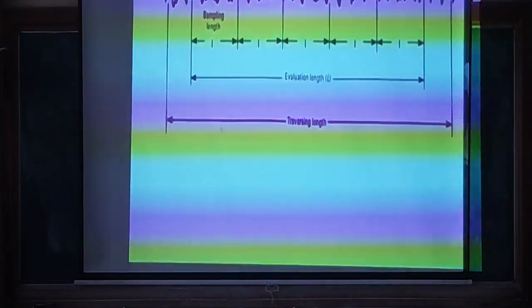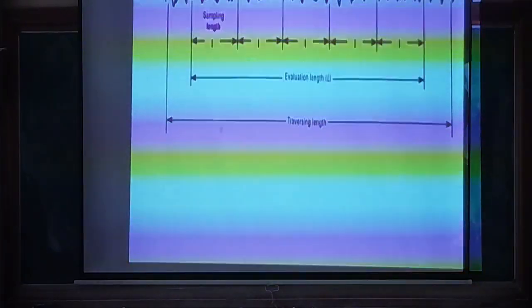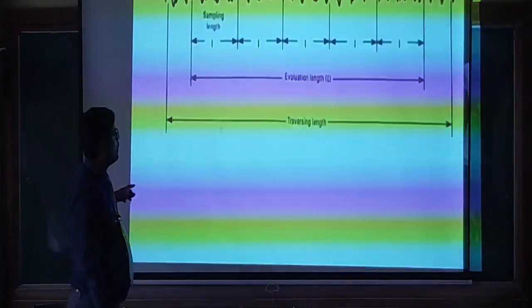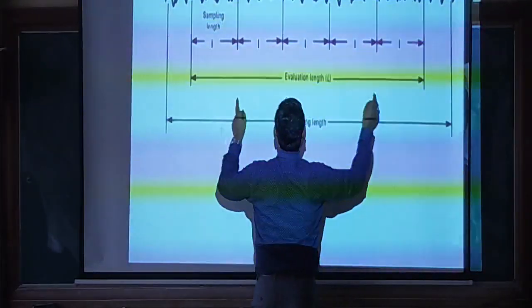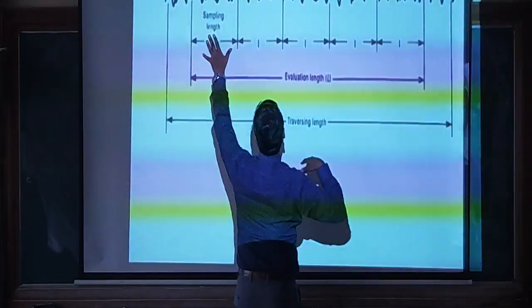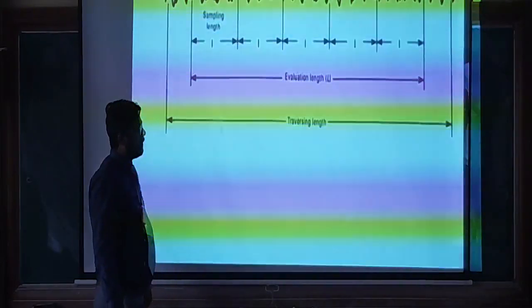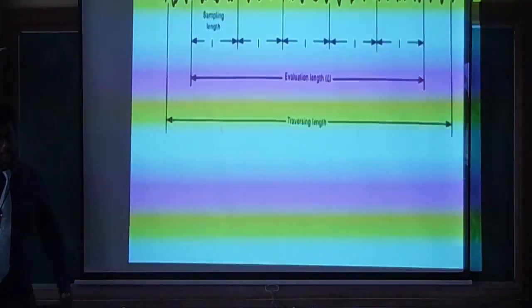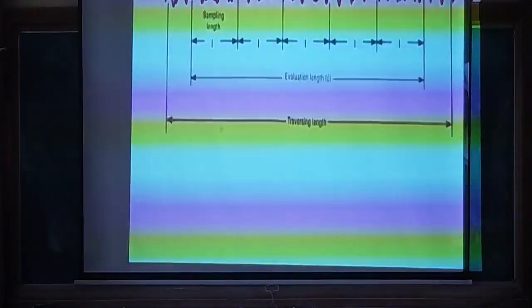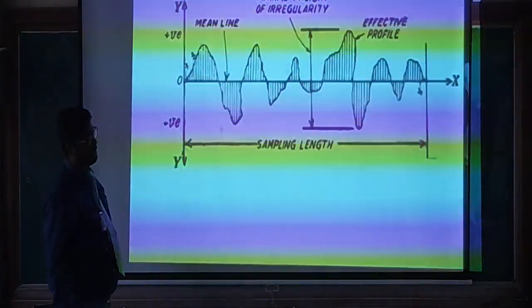Here just observe the evaluation length. Sampling length is L, small lengths. This is the total traversing length. Here, in the evaluation length, I want to evaluate from here to here, but I want to split this. I want to take 1, 2, 3, 4, 5 samples, and average them out. From those particular samplings I will measure the surface roughness value. If you see the sampling length here, this is the sampling length.